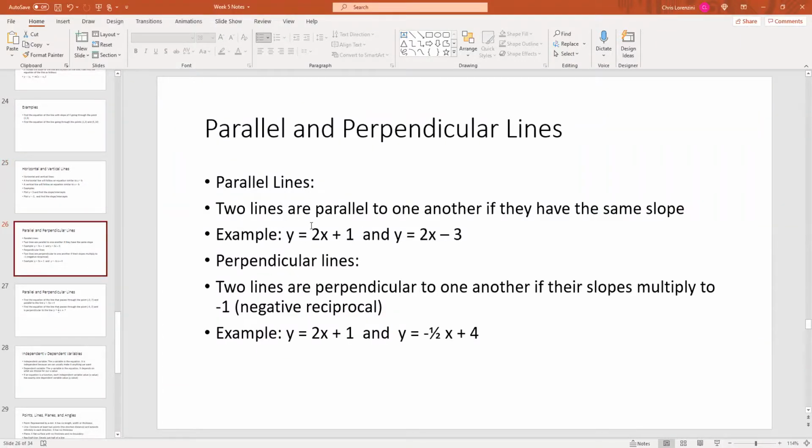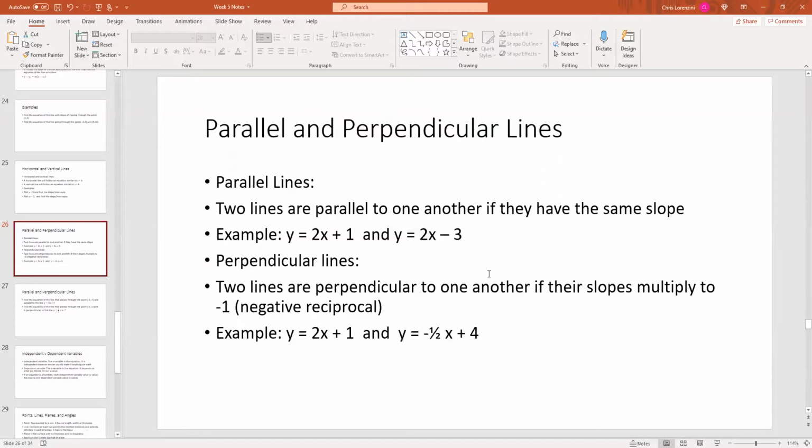So let's talk about parallel and perpendicular lines. Two lines are parallel to one another if they have the same slope. So if two lines have the same slope, they are parallel to one another. For example, y is equal to 2x plus 1, and y is equal to 2x minus 3. We see that both of those lines have a slope of 2. Same slope means they're parallel to each other. Parallel lines do not ever touch.